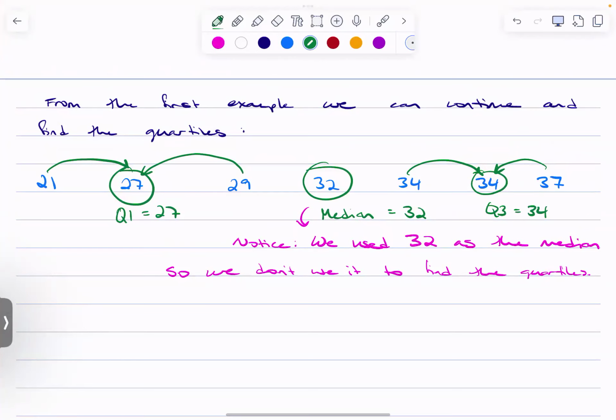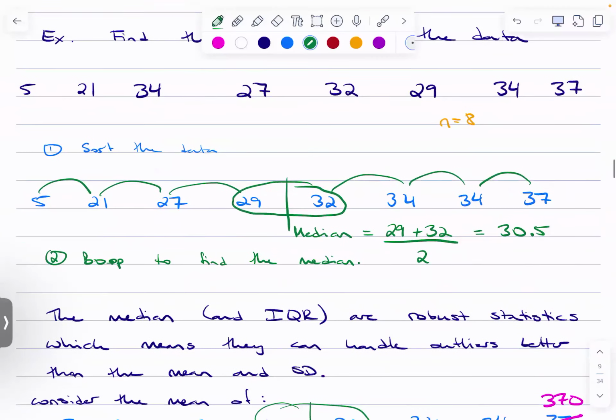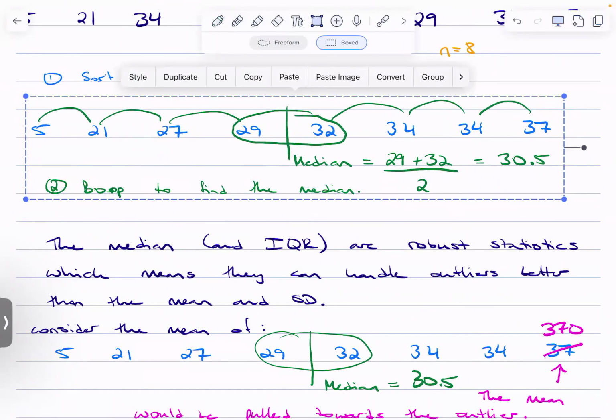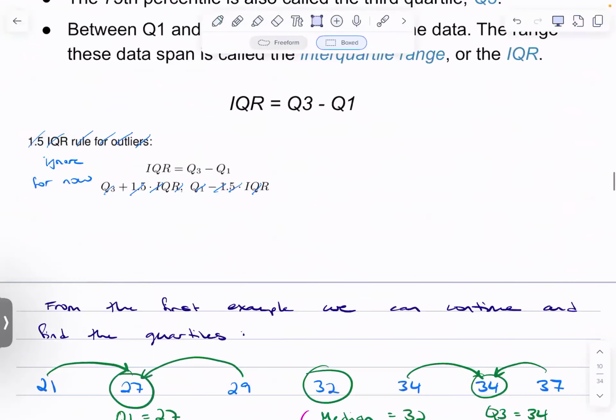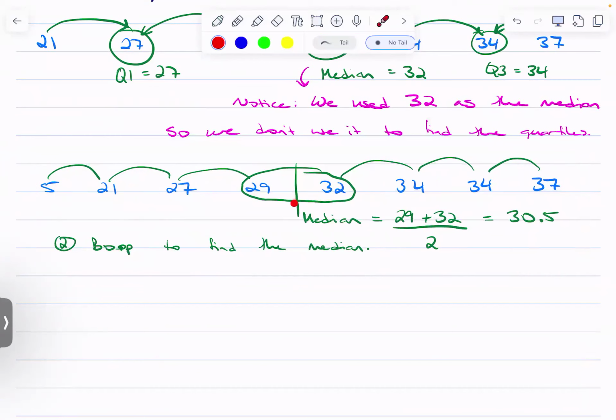I'm out of time. I'll introduce the next one, but we'll start there next day. The difference between the first one and the second one is that now this line is the median. So you would start at 29 and then boop, and then you would take the average of 21 and 27. Slightly different method, depending on if you use the number as the median or if the line is the median. Okay.